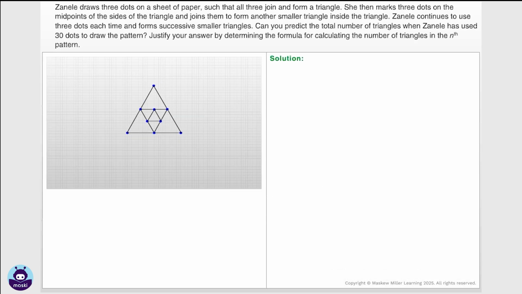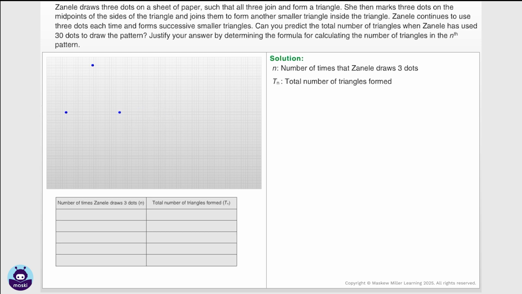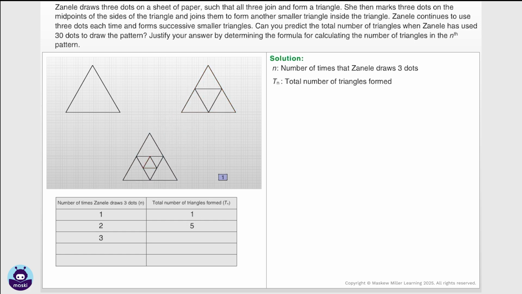Solution. Let us count the number of triangles formed by Zanele and tabulate our observations. Let n denote the number of times Zanele draws 3 dots, and Tn denote the number of triangles formed by Zanele. We can observe that 3 dots make 1 triangle. When Zanele adds 3 more dots, she is now able to form 5 triangles. When Zanele draws again, she adds 3 more dots and is now able to create 9 triangles. Do we recognize this pattern?